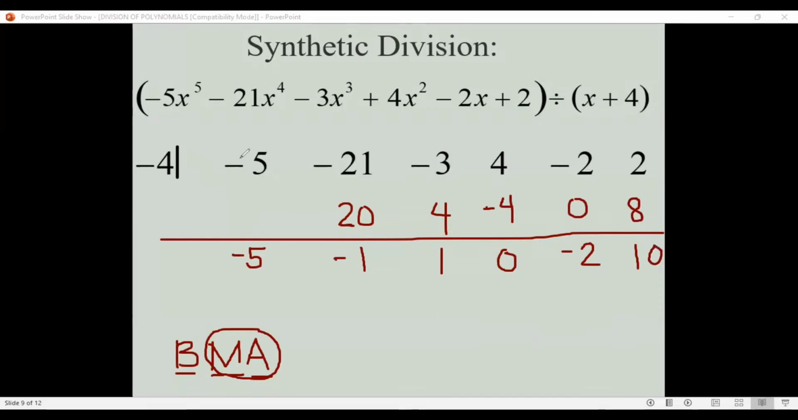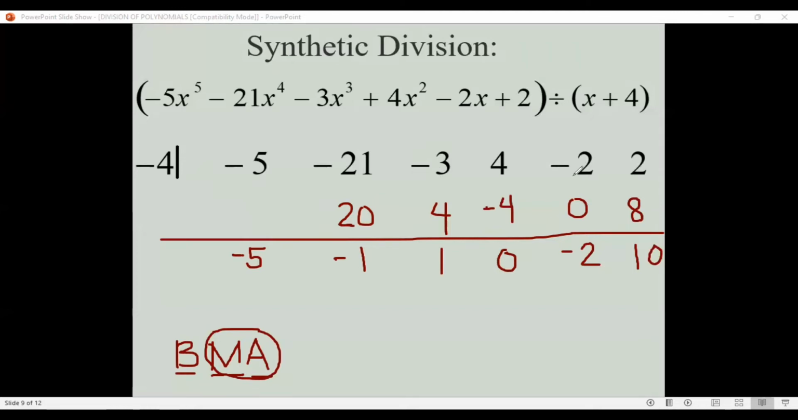Again, let's repeat. Bring down, so negative 5. Negative 5 times negative 4, we have a positive 20. Now we add negative 21 plus 20, which is negative 1. We multiply the negative 4 with the negative 1, so the answer there is positive 4. Then we add again, that is giving us a positive 1. We multiply again, so we have now negative 4 times your 0, so that gives us an answer of 0.